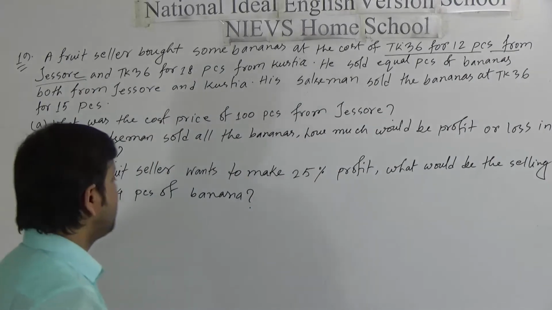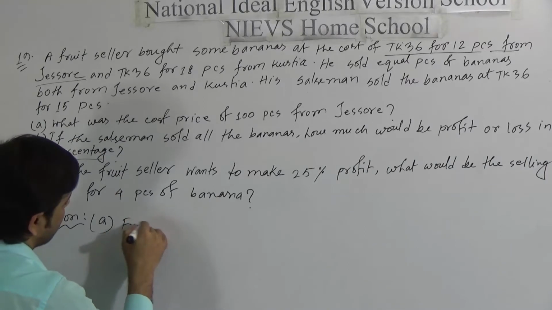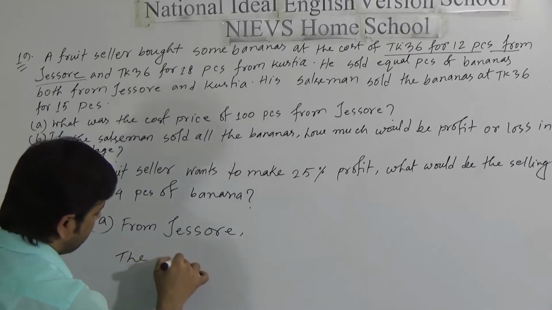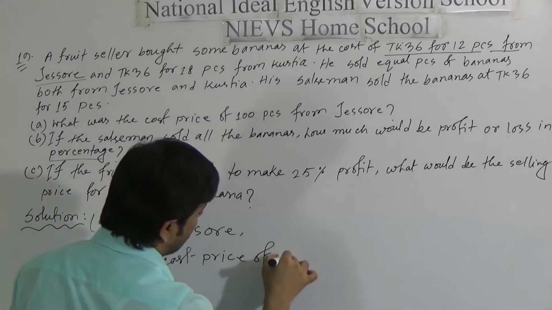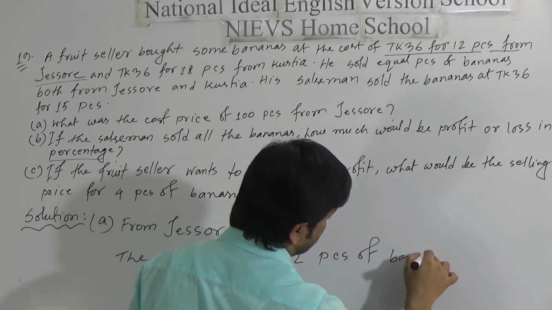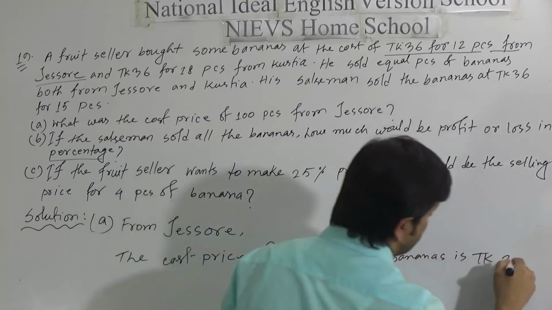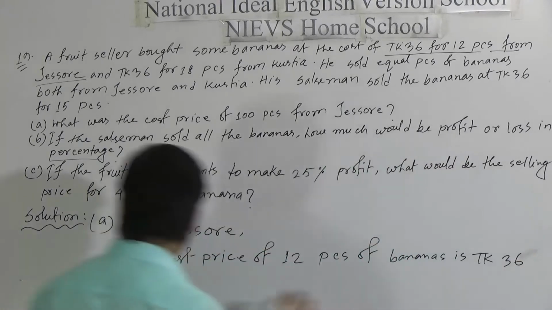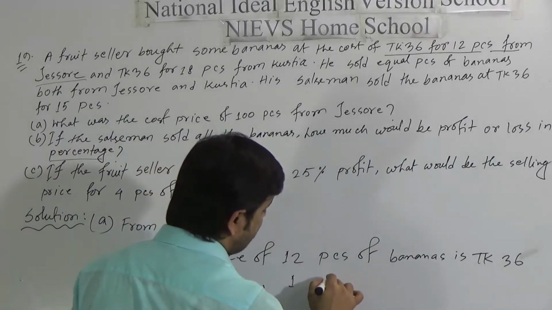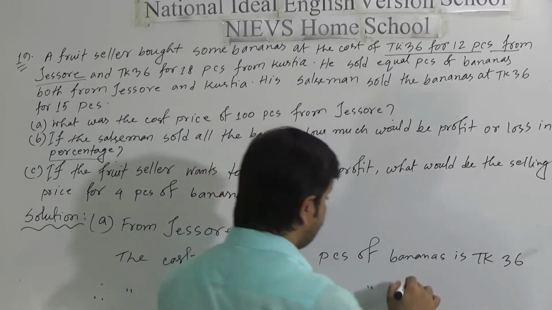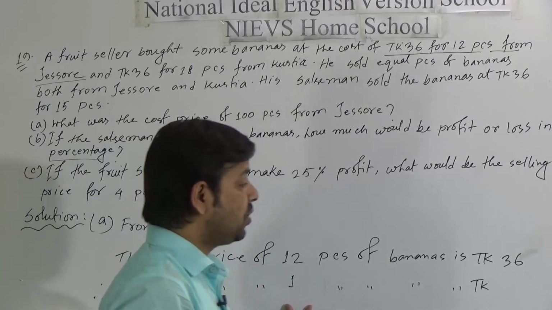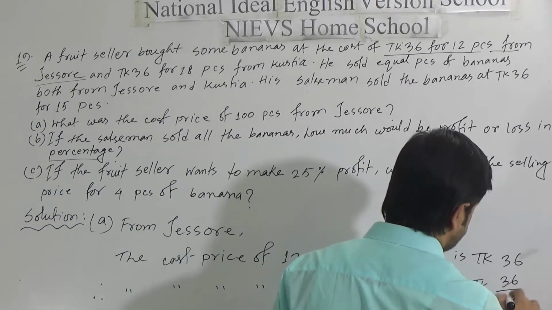So we can write, from Joshua, the cost price of 12 pieces of banana is Taka 36. Therefore, the cost price of one piece of banana is Taka. As the number of bananas decreases, the price will also decrease, so you have to divide 36 by 12.